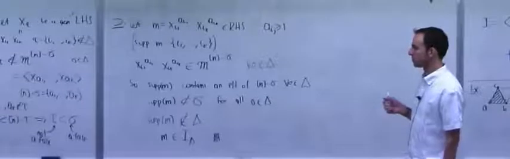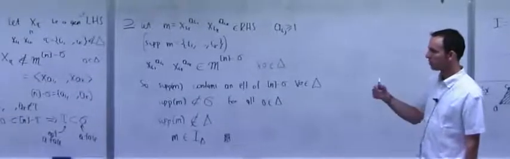Right, because that means that x_i1 up to x_ik is going to be one of the generators that live in I sub delta. So that's the proof. So that's the statement that allows me to take these Stanley-Reisner ideals and write a primary decomposition of them.